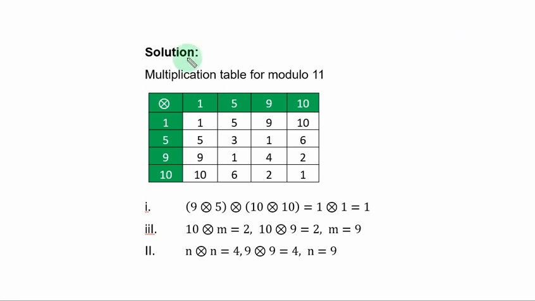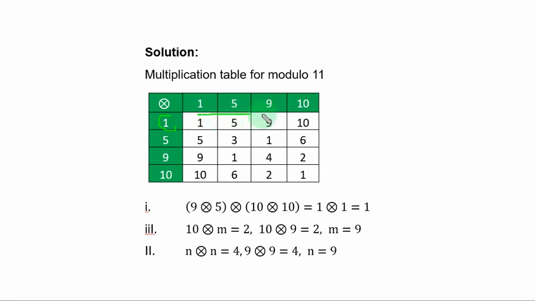So we have the solution, the multiplication table for modulo 11. Now this is what happened. Modulo 11 has 11 elements from 0 to 10. So in the completion of the table, no digit must exceed 10. The highest is 10. So if you have any digit above 10, you have to divide it by 11 and record the remainder. So you take 1 to multiply 1, 5, 9, 10.